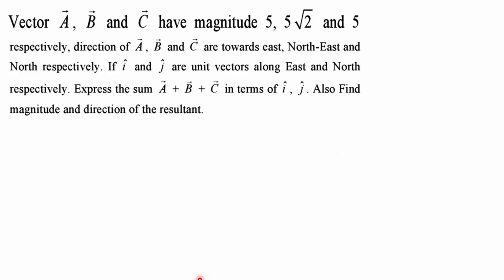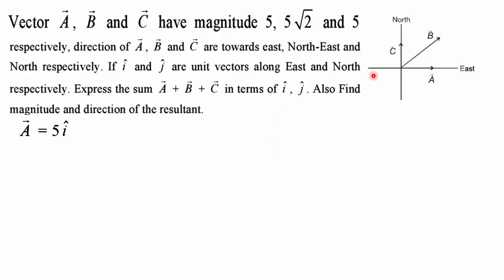So let us do an example. Suppose you have three vectors, one in the east direction, the other in the northeast direction, and the other in the north direction. The magnitudes of the vectors are 5, 5 root 2 and 5. You have to find the sum of the three vectors, the resultant, in the x and y directions, that is in terms of i and j, their magnitude and the direction.